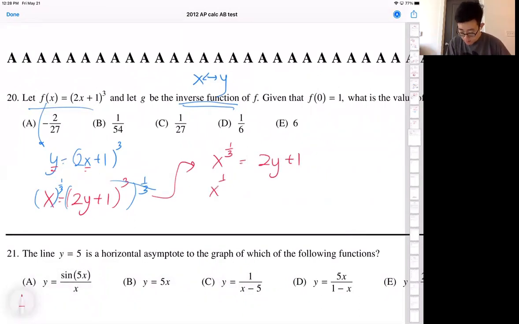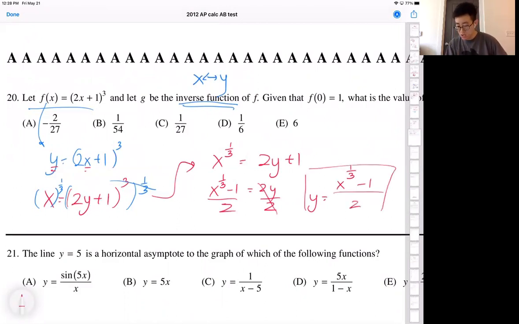Subtract the 1, divide by 2, and you would get y is equal to (x to the power 1 over 3 minus 1) divided by 2. And guess what? This is called the inverse function to your original function that they gave you.